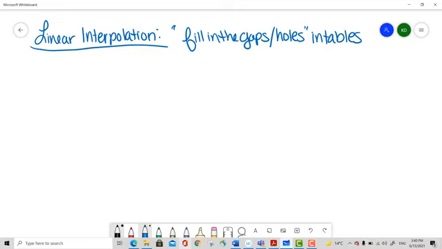That's where we can use this equation and this set of rules to find the data that we need. And so I hope that helps you understand why we need linear interpolation. It's really to fill in the gaps or holes in tables pretty much across the board. And we use it here.